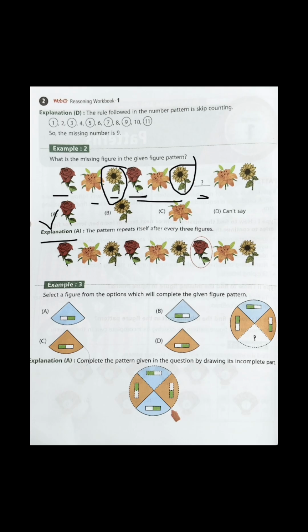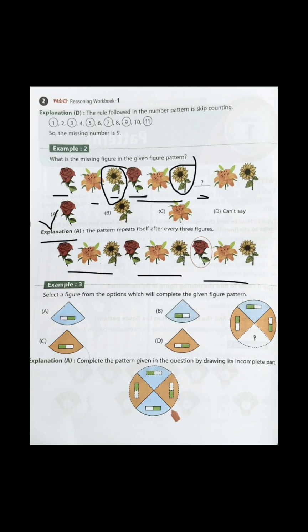The pattern repeats itself after every three figures. So here is the second group, and here's the third one. Now let's come to example 3.